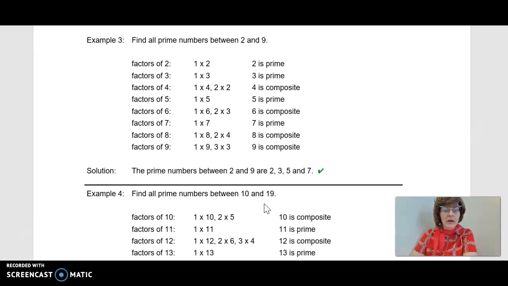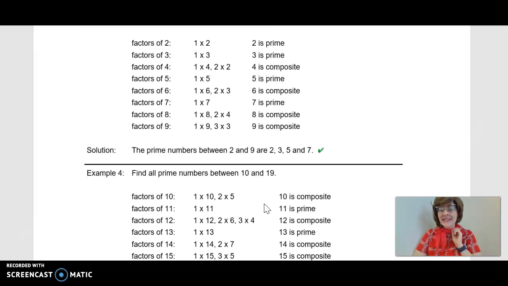Factors of 4, something exciting happens here. You can break down the number 4 into 2 groups of 2. That makes it composite. 5, there's no way to evenly divide this except 1 times 5. But 6, you can have 2 groups of 3, or you could have 3 groups of 2. 6 is composite. 7, oh yeah, 7's prime, only 1 times 7.